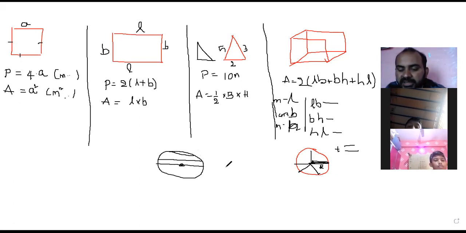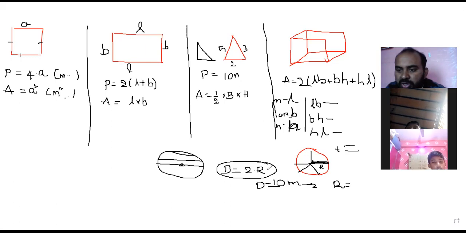Now the important thing is diameter is indicated by capital D, and diameter is equal to 2 into radius. They will give a simple question. They will say 10 meters is the diameter of the circle. Can you find the radius of the circle? They gave the diameter, but they are asking for the radius. So what is the relation? We know that diameter is equal to 2 into r.